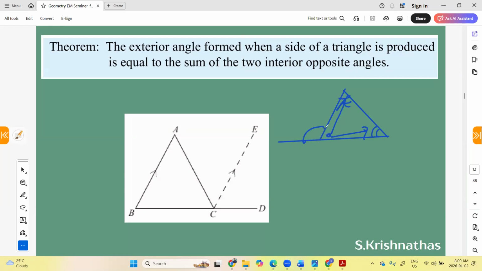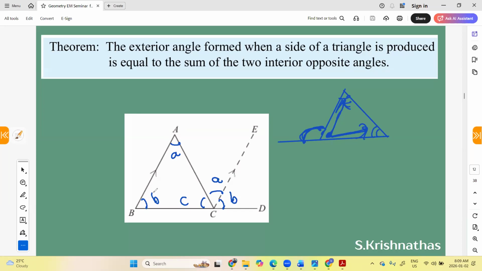What is the exterior angle? This is the exterior angle. The exterior angle is equal to the sum of the interior opposite angles. Okay, right? This is the formal proof for this theorem. The same thing: we can take this as A, this as B, this one as C. If this is A, this one is A. If this is B, this one is B, right?